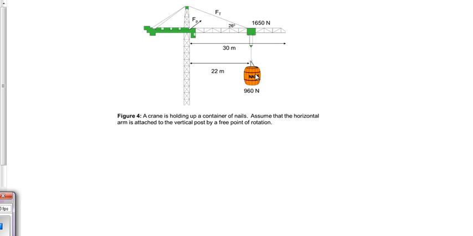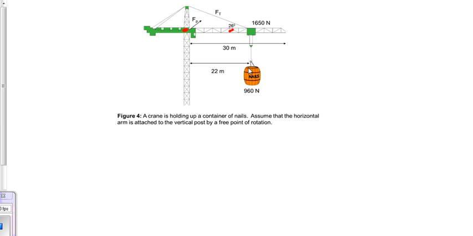We have a crane holding up 960 Newton nails and a 1650 Newton beam. Let's make this point here our point of rotation, and let's look at the distances. So we have a 1650 Newton beam. All of the weight of that will look like it comes from the center.